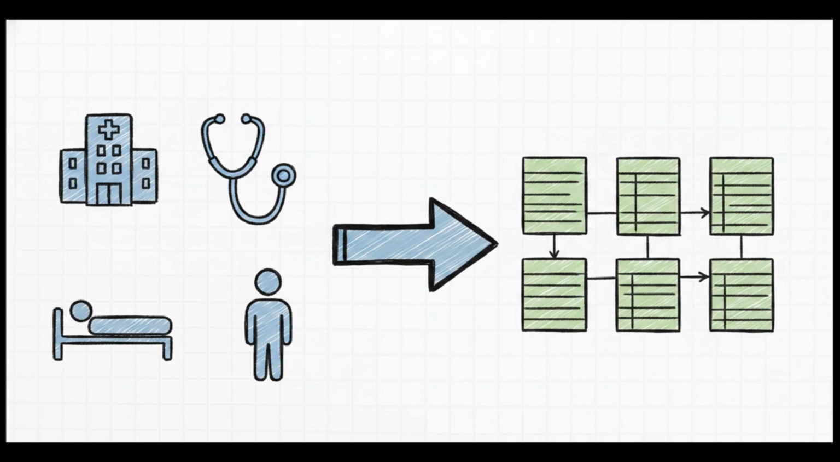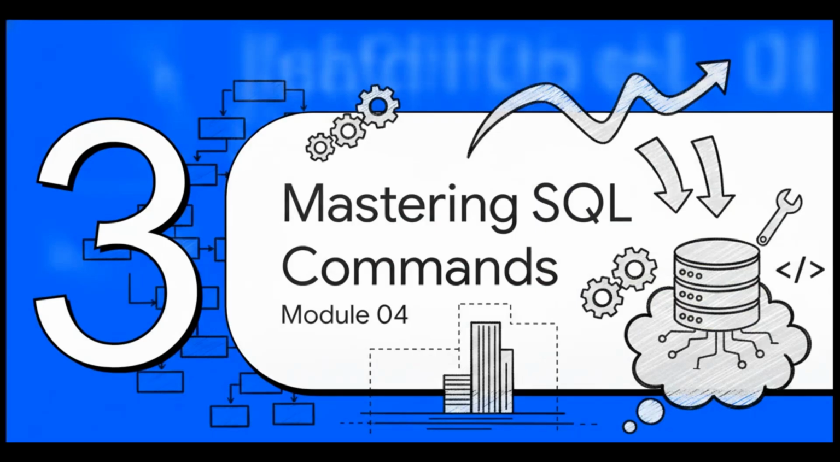To really ground this theory and put it into perspective, the syllabus focuses on a real-world case study, like designing a robust backend for a hospital management system. We take all those abstract entities and relationships we just talked about and use them to accurately map out real things: doctors, patients, hospital wards, medical treatments. The ultimate goal here is to take this conceptual ER model and convert it into a strict, perfectly functioning relational schema. Next up is Module 4, Mastering SQL Commands.